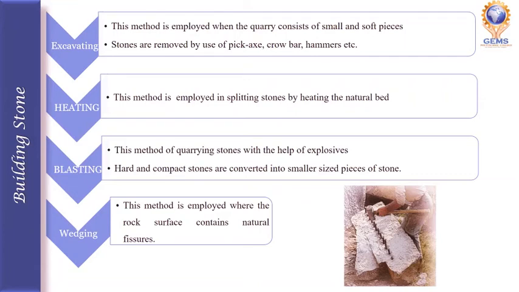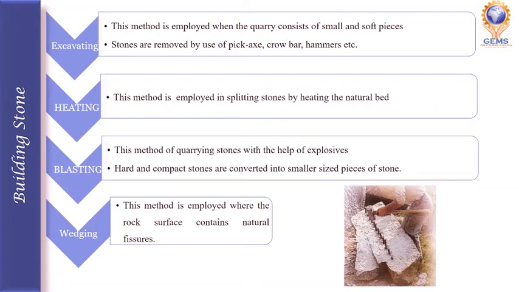Next is wedging. This method of quarrying is suitable for costly, soft and stratified rocks such as sandstone, limestone, laterite, marble and slate. The process of wedging is that we have to dig holes 10 to 15 centimeters deep at around 10 centimeter spacing, made vertically in the rock.